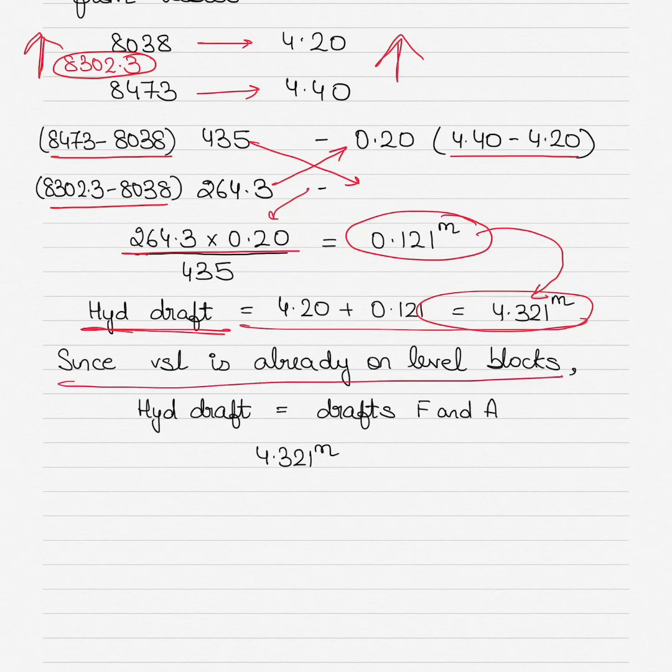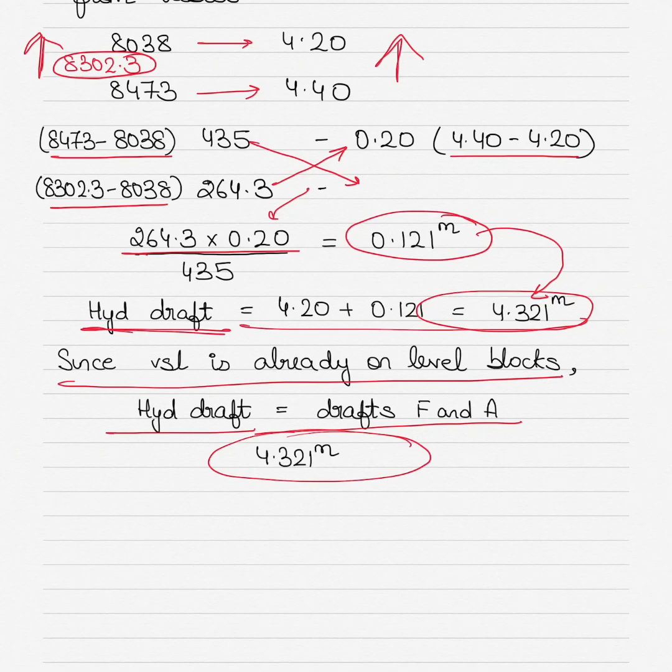And again, when the vessel is already on the level blocks, the hydrostatic draft will be equal to the drafts forward and aft, because the entire weight of the vessel is being taken by the blocks. The distribution of weights on the ship will not matter then. And therefore, the final hydrostatic draft is 4.321 meters by method 2.